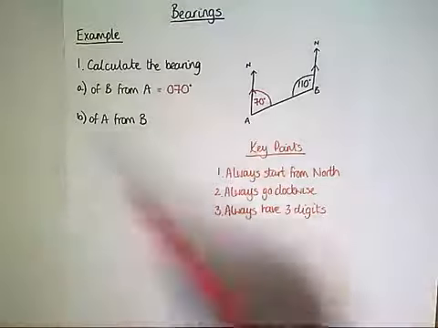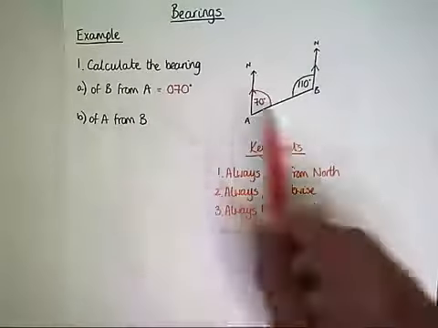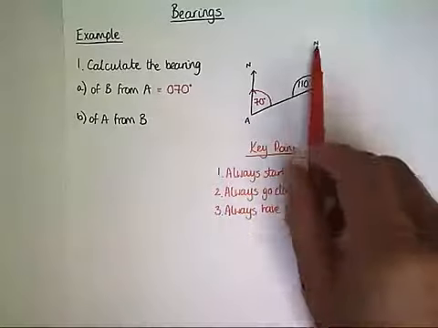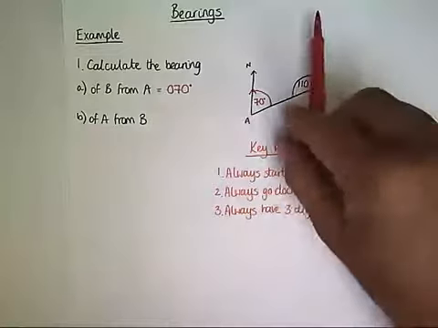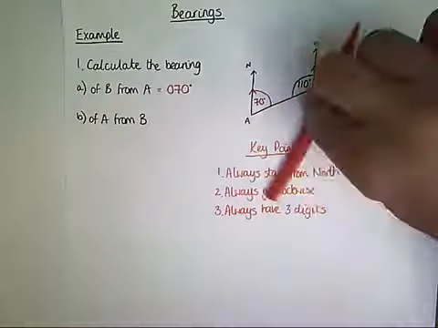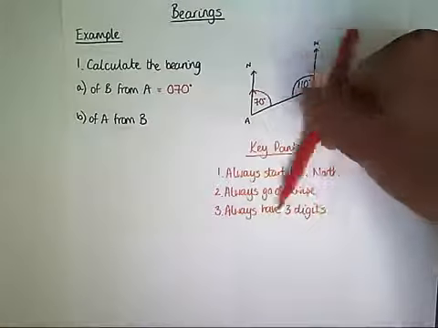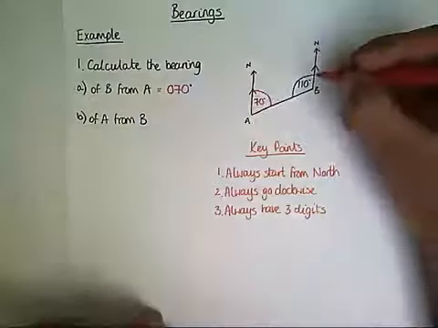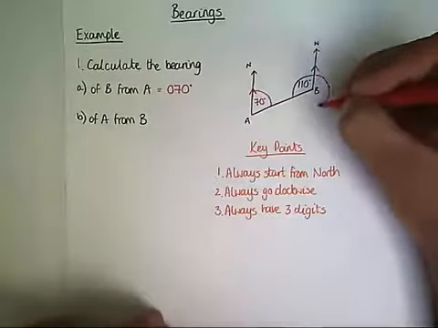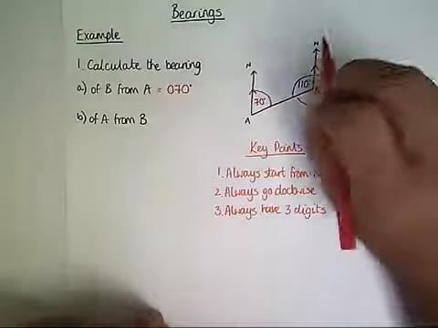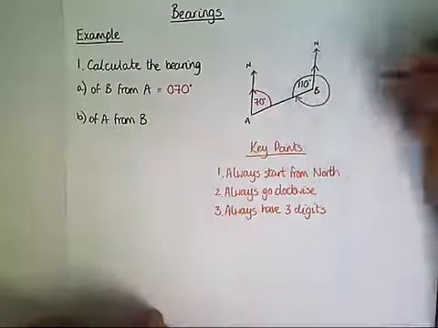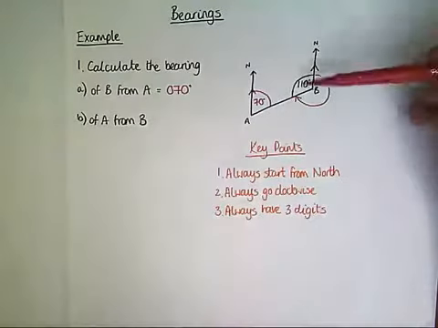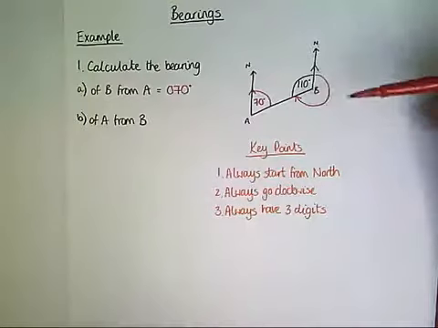Okay, part B then. We want to find the bearing of A from B. So again, you're starting at B, we want to know the bearing of A. Now again, we must start north and we must go clockwise. So we're going to go all the way around there until we face A. So we actually need to find this angle here. Okay, because you're going to have started at north, you've got to go all the way around until you get to that angle there. Okay, so angles around a point equal 360 degrees.